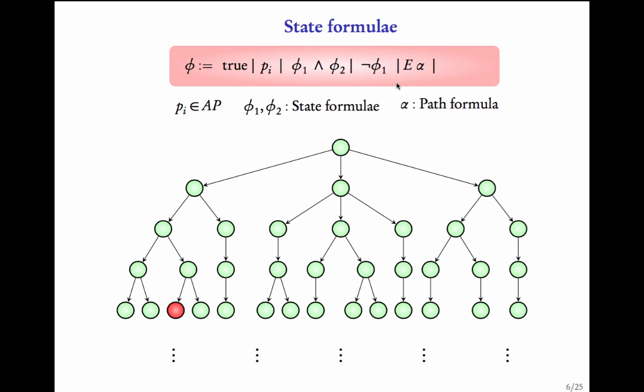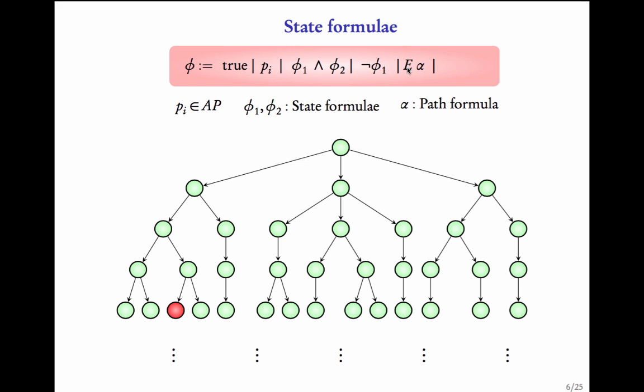You can say E of alpha on a state. Given a state, you can say that E of a path formula is true on this state. That means there exists a path that satisfies alpha. So E alpha is actually a property of the state. It's a characteristic of the state. So E alpha is a state formula. You need to understand this. These are all easily state formulae.